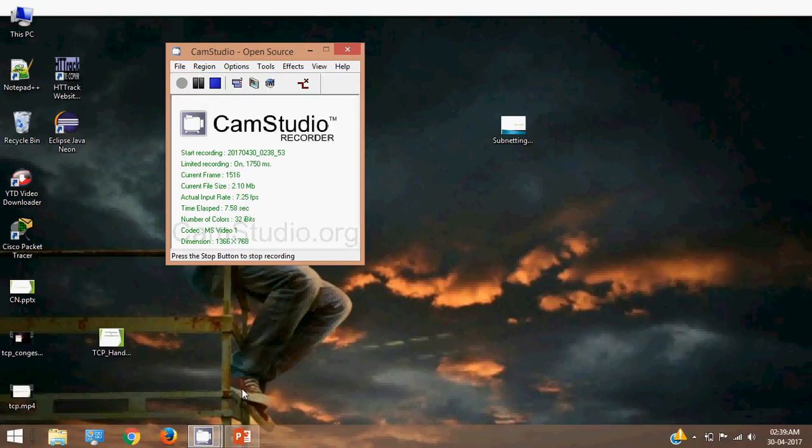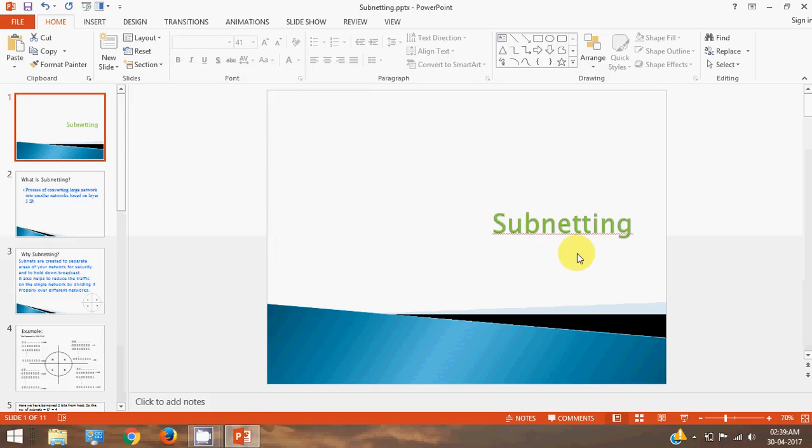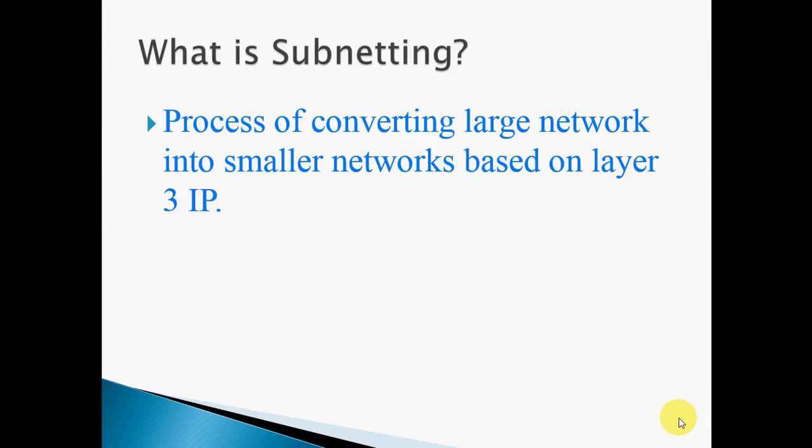So let's start. Subnetting. By the name, if you think that subnetting is dividing the network, then yes, you are absolutely correct. Subnetting is the process of converting a large network into smaller networks based on layer 3 IP. That is, we convert and divide our network into two or more subnets. What is it actually? Let's see.